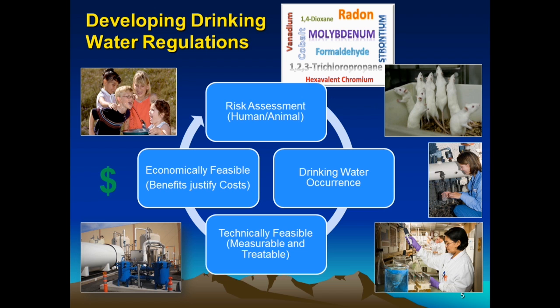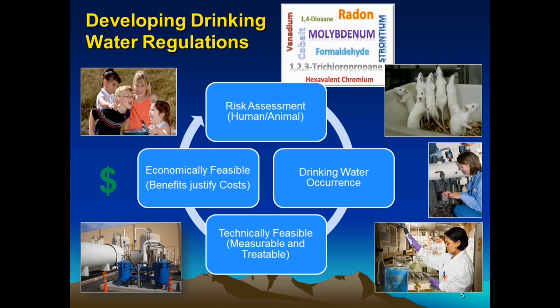And usually when they do their risk assessment, they look for human data, but often they'll use the animal data. They expose the animals to high doses and see if there's an adverse response. And if there is, then they want to see, okay, is that something that occurs in water? If it doesn't occur in water, there would be no need to regulate it. So if it does have an adverse effect and it occurs in water, then the process continues, and you have to see, can you measure it?